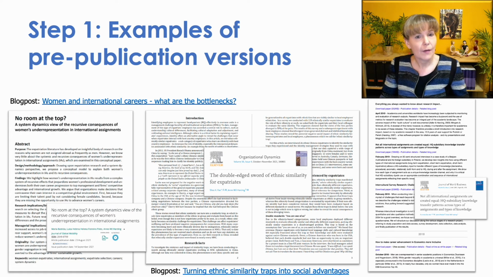Now, here are two examples of pre-publication versions that I prepared for two recently accepted papers. I also listed the blog posts that my co-authors wrote for these papers, and these blog posts were posted on my website, but in the first case also in the journal's blog post series. As you can see, the layout is a bit nicer than what you would normally submit to a journal.